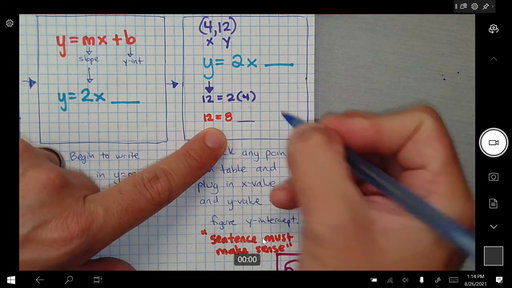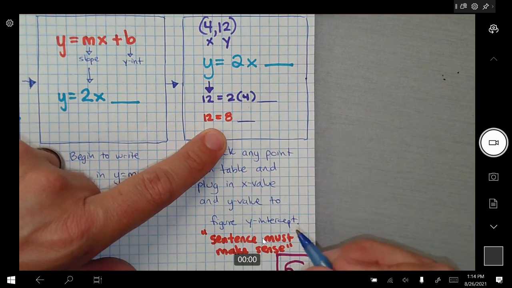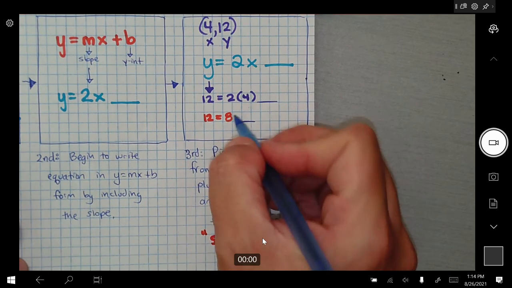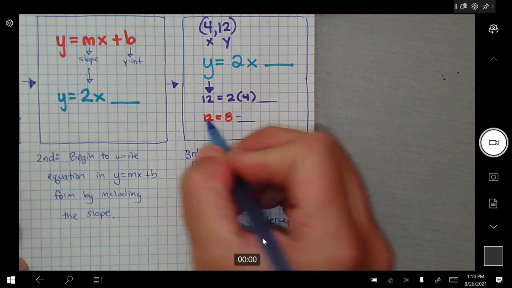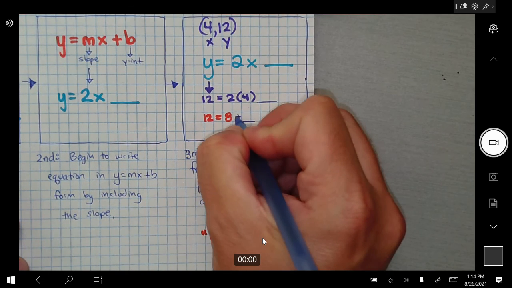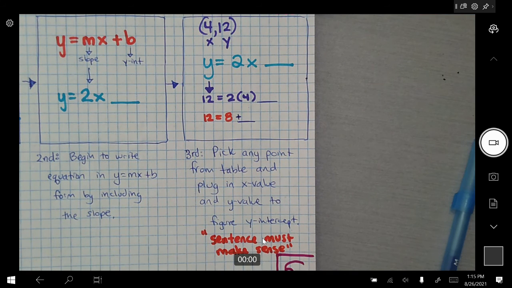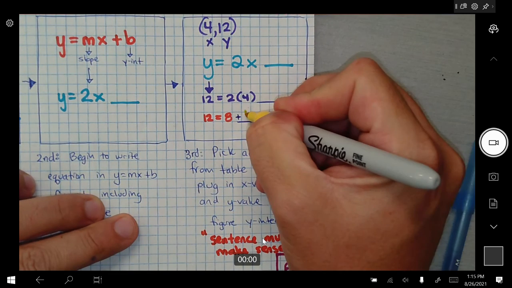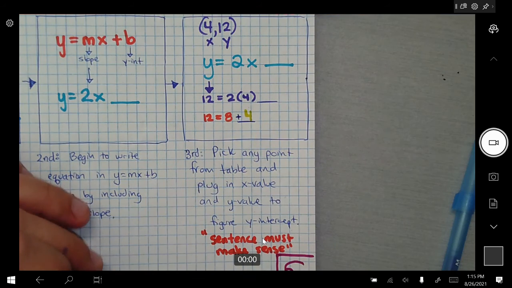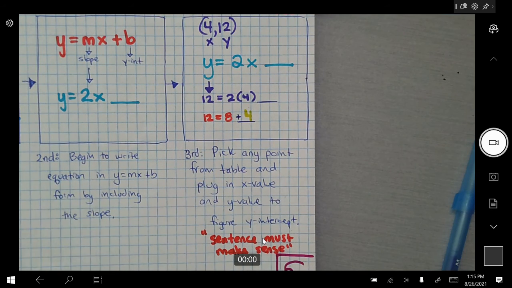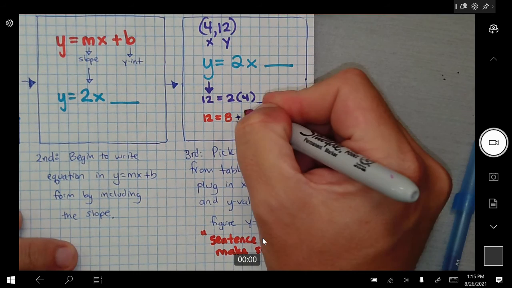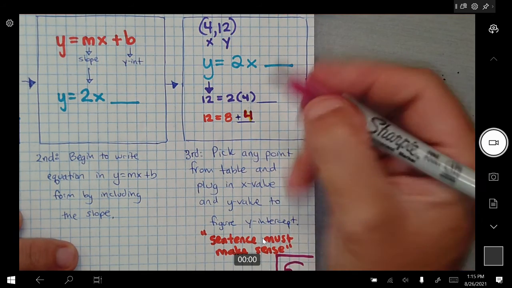Because we have to include something here. I should have put a spot there. We must include something. Am I going to subtract something to 8 to get to 12? Or am I going to add something? And we're going to add 4. We're going to add 4. Let me try to get my fancy. All right, let's see if this works. We're going to add. Oh, that's terrible. It was right. We're going to add 4.